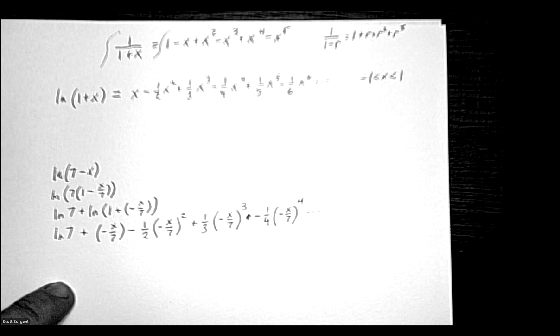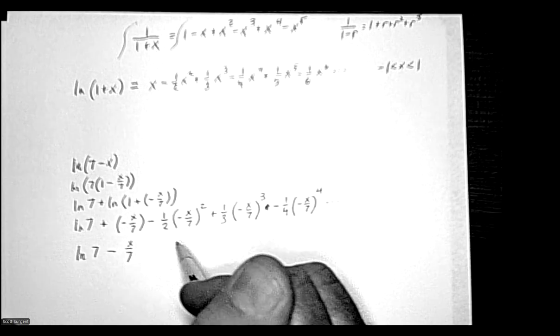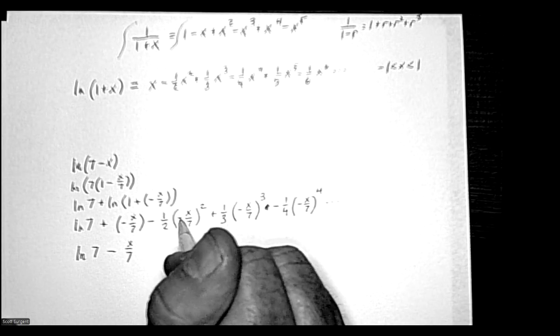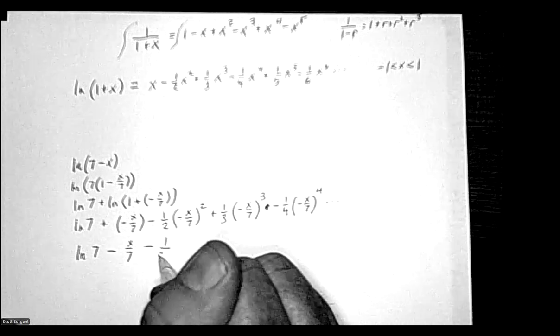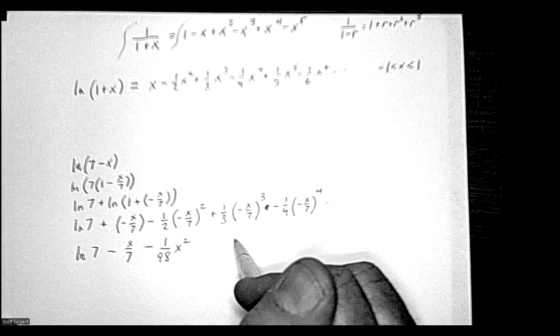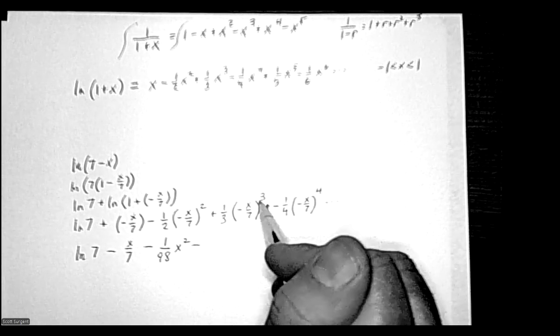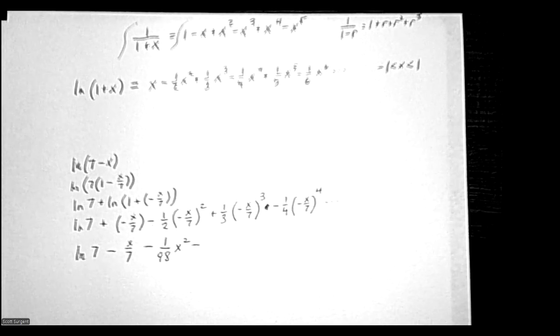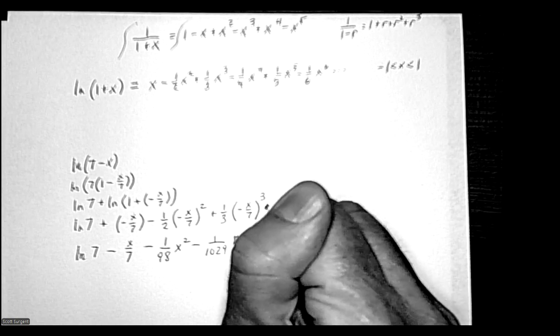And so it looks like all the terms are going to be negative. Interesting. This negative will square away. This will be 49, so I'll have 1 over 98 x squared. This negative will actually stay. I have 7 cubed times 3. I'm just going to punch that in my calculator. Looks like it's going to be 1 over 1029 x cubed.